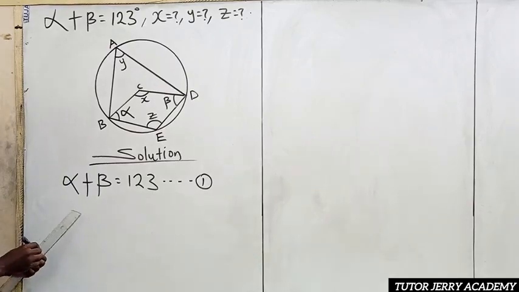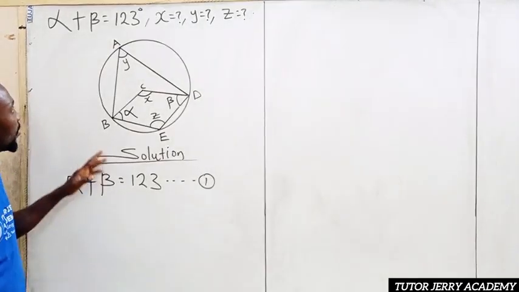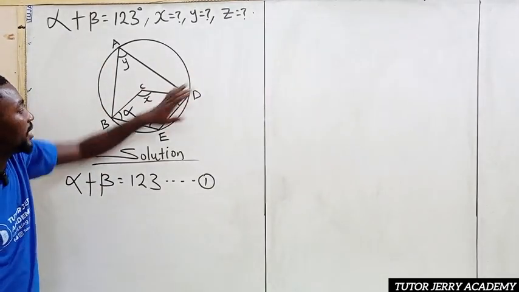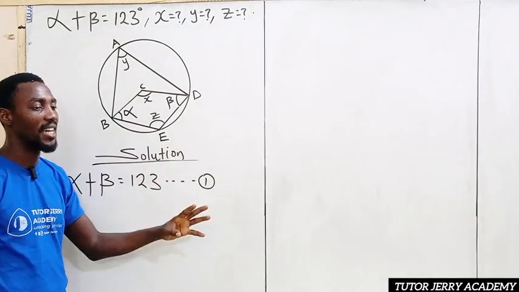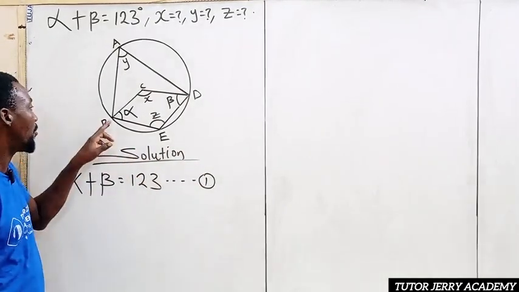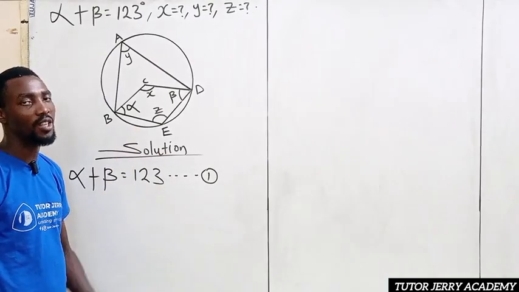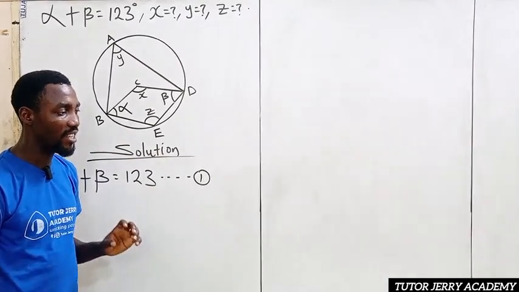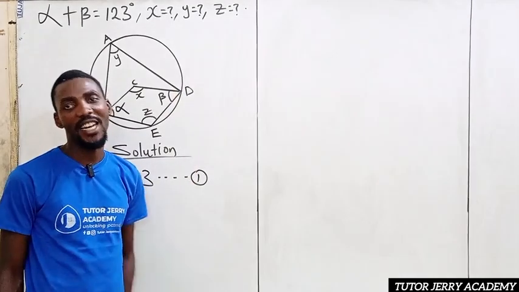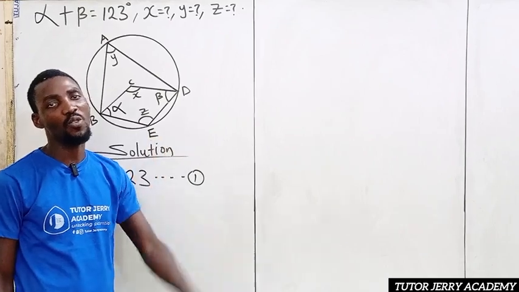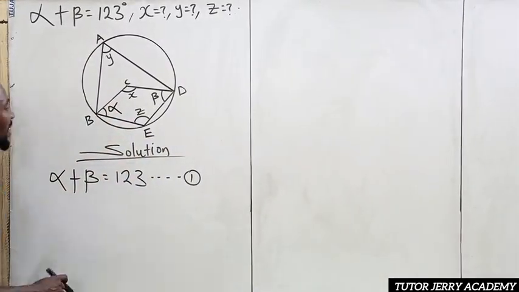All right. Now, if you look at this critically, if you look at BADE, BADE is a cyclic quadrilateral. Why is it cyclic? Because the 4 vertices are touching the circle. And you are going to recall that the sum of the opposite angles of a cyclic quadrilateral is equal to 180.